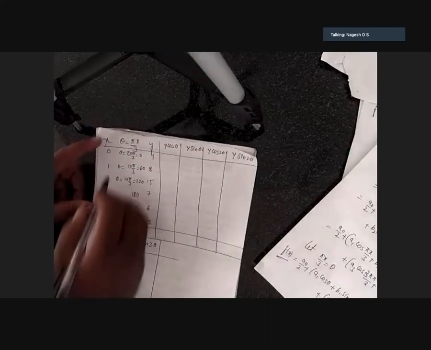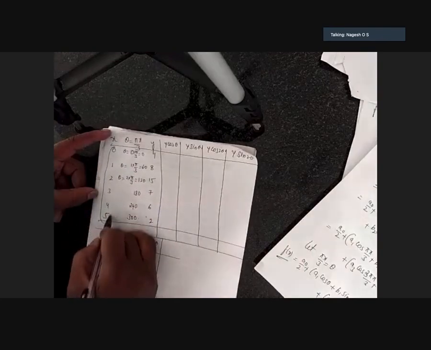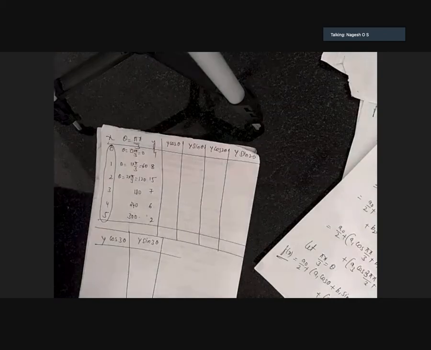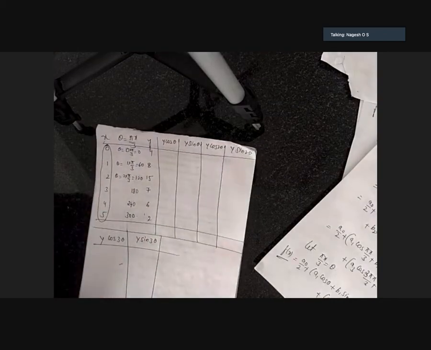Understood? Be careful. Now this won't come for calculation. Only this theta will come. This x won't come for calculation. This theta will come.